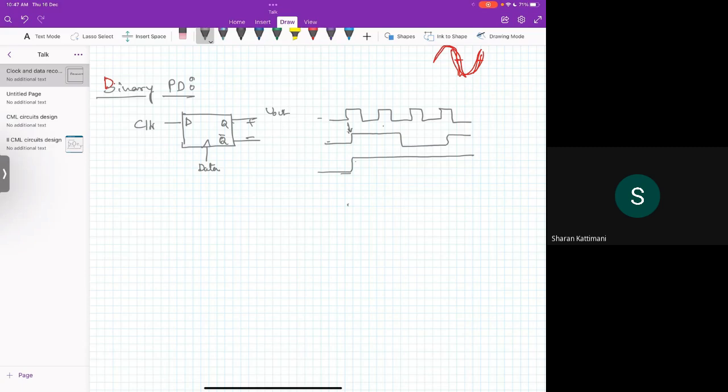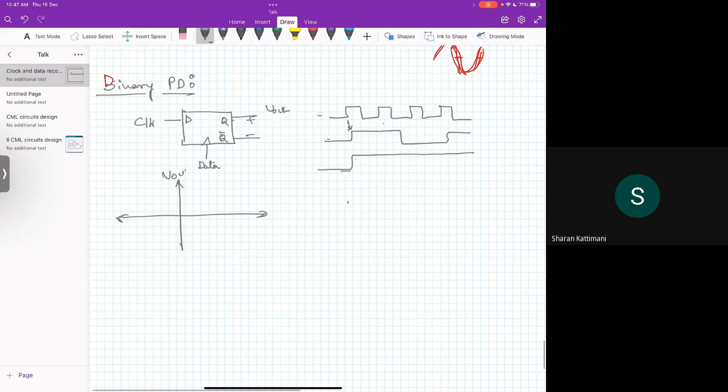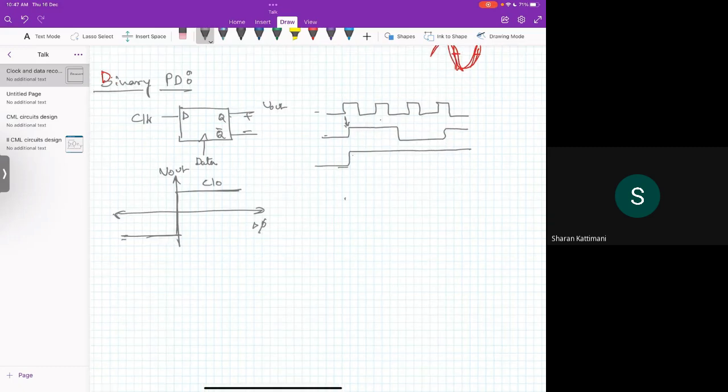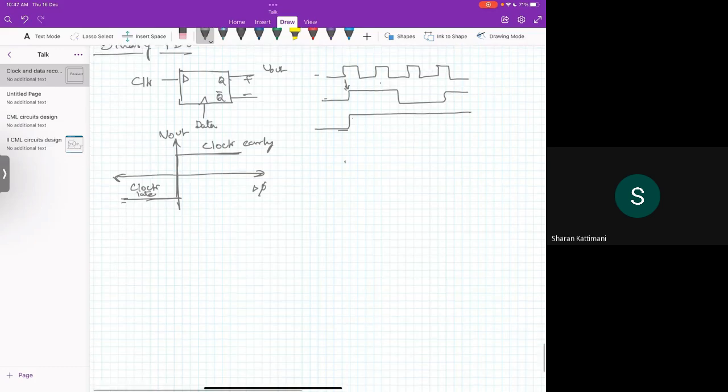Okay, so ultimately if you look at the characteristic of this particular phase detector, you can say that the V out versus delta phi variation you can directly decide based on whether it is early or late. So if V out is 1, you can say that okay, clock early. If it is 0, you can say that okay, clock late. Okay, so it is simply you can get it.